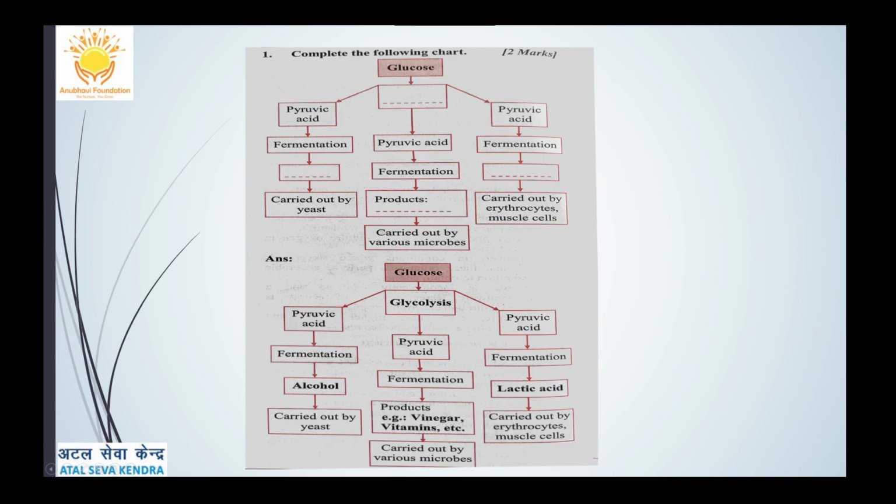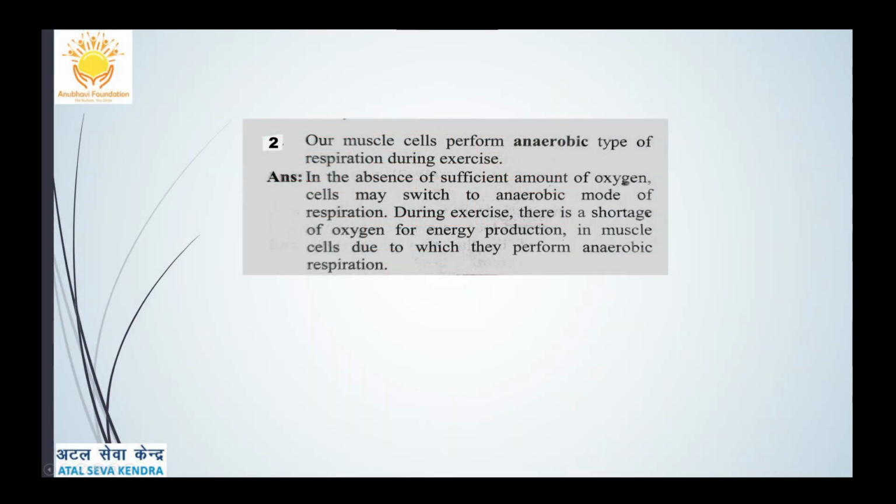In that you can see that glucose is used up in glycolysis to get converted to pyruvic acid. Pyruvic acid on fermentation, the products will be vinegar and vitamins, etc. And pyruvic acid on fermentation also gives lactic acid, which is on the right hand side, carried out by erythrocytes and muscle cells. And if it is fermentation, it will produce alcohol, which is carried out by yeast. In this way, you can complete the chart and you can get full 2 marks, which is a very, very simple question.